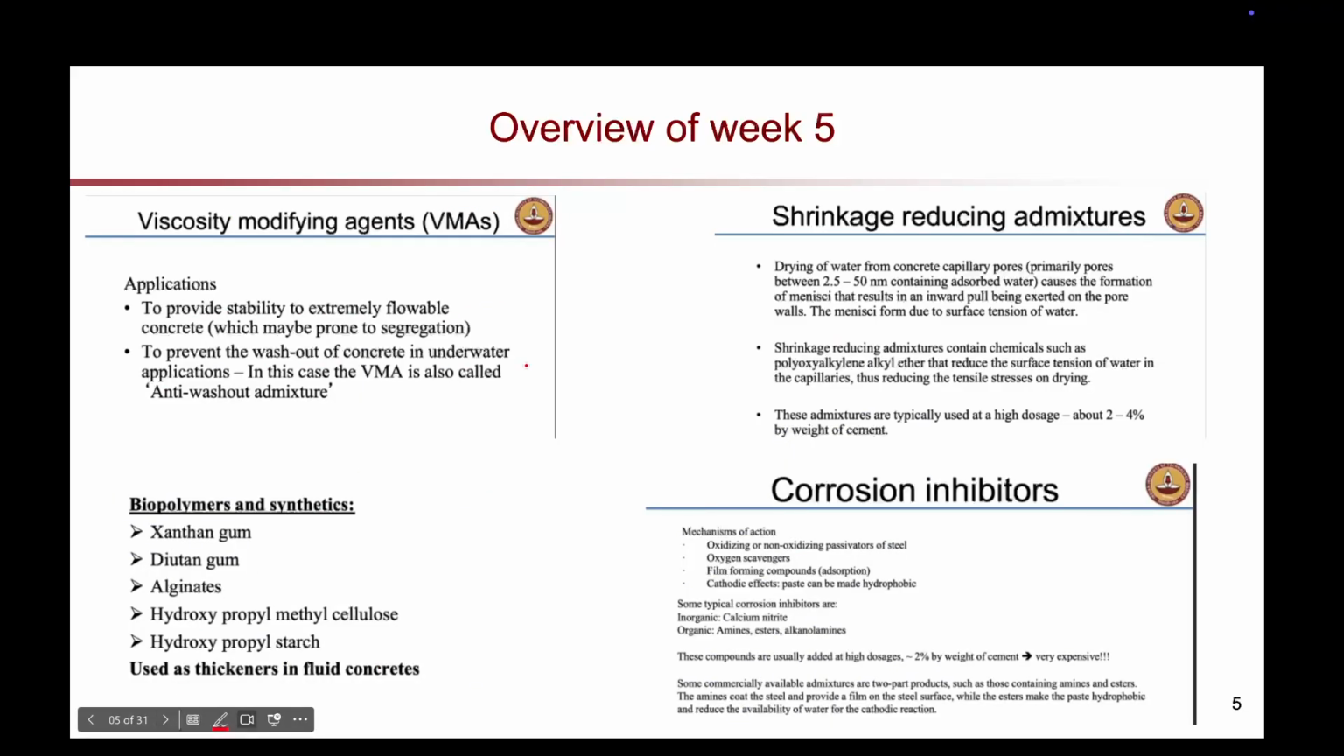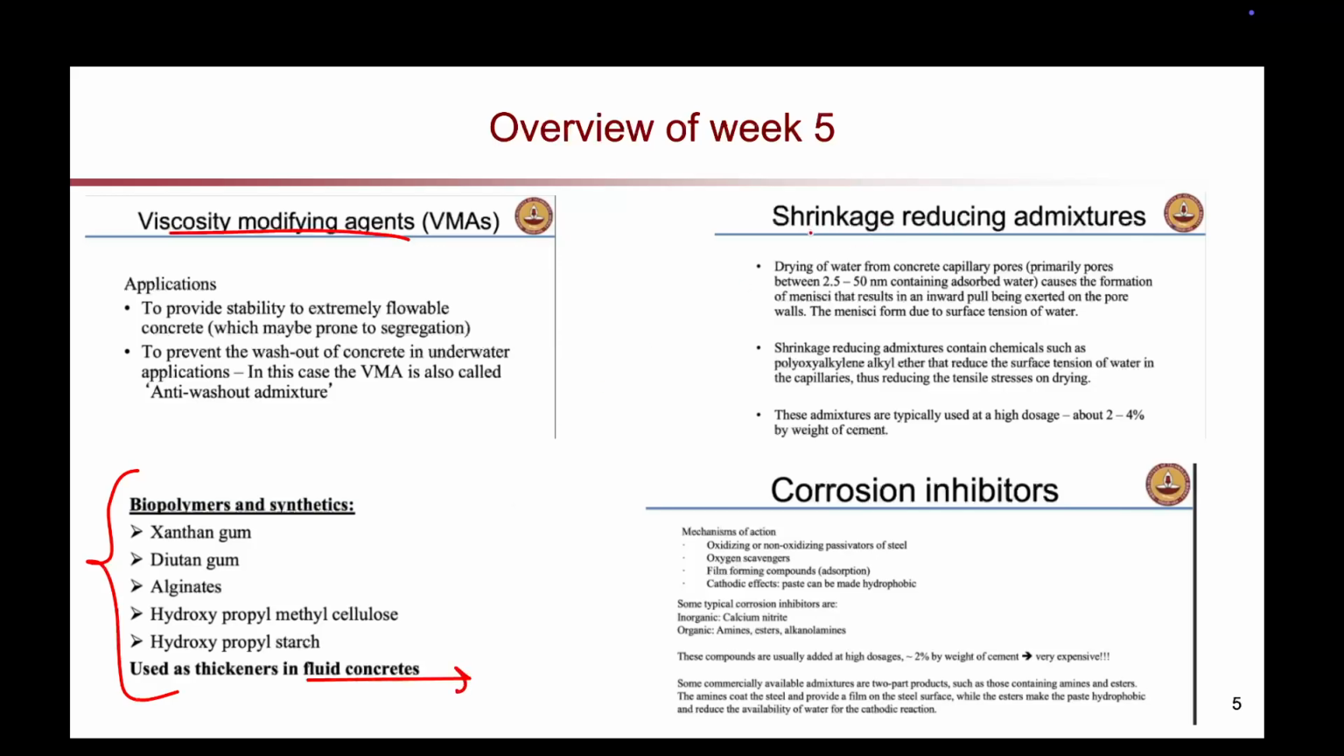Other types of admixtures are like viscosity modifying admixtures. If you want to provide stability to your extremely flowable concrete, we add viscosity modifying agents. These are some examples of VMA: biopolymers and their synthetics, and what they are doing is actually thickening the concrete fluid.